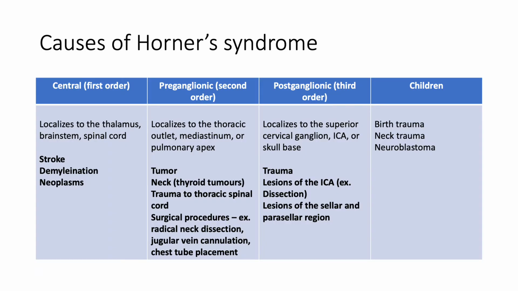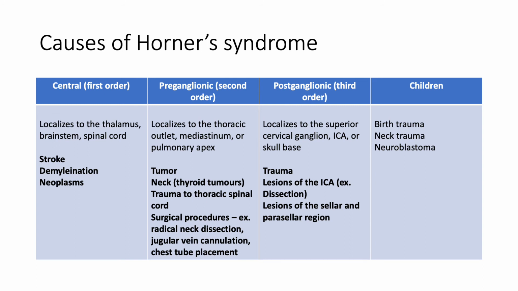So let's talk about causes of Horner's syndrome. This can be divided into different orders as well as pediatric Horners. First, let's talk about the first order or central Horner syndrome. So this localizes, if you think back to my diagram, to the thalamus, the brainstem, and the spinal cord. So things like stroke, demyelination, or neoplasms can cause a first order Horners.